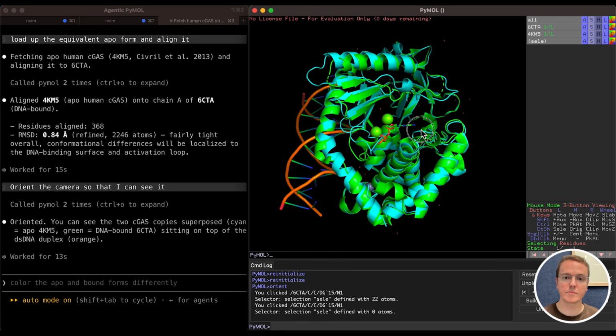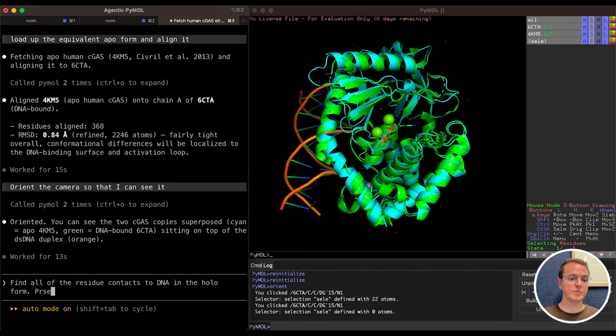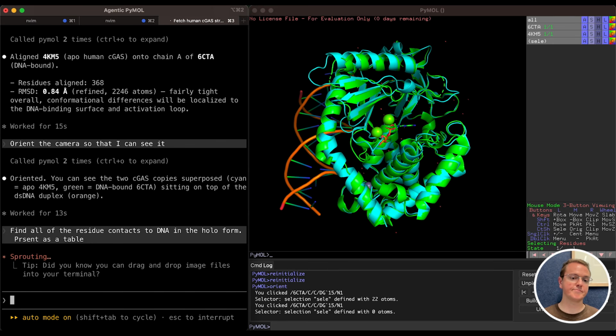There are some kind of interesting structural differences, like you can see this kinked helix breaking here in the bound form, whereas it's just sort of kinked but still contiguous in the apo form. Find all of the residue contacts to DNA in the holo form and present as a table.